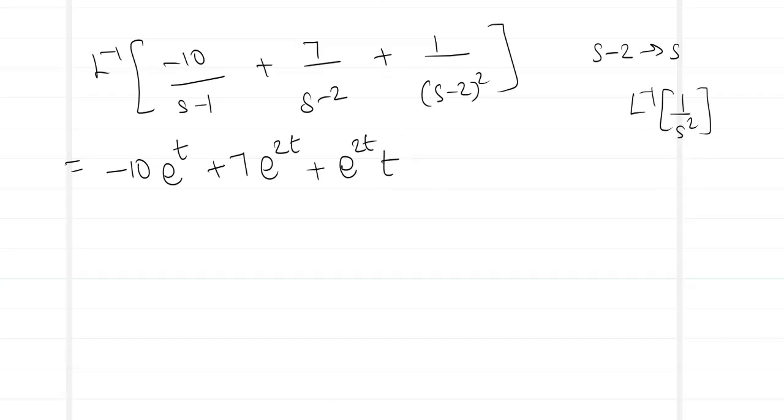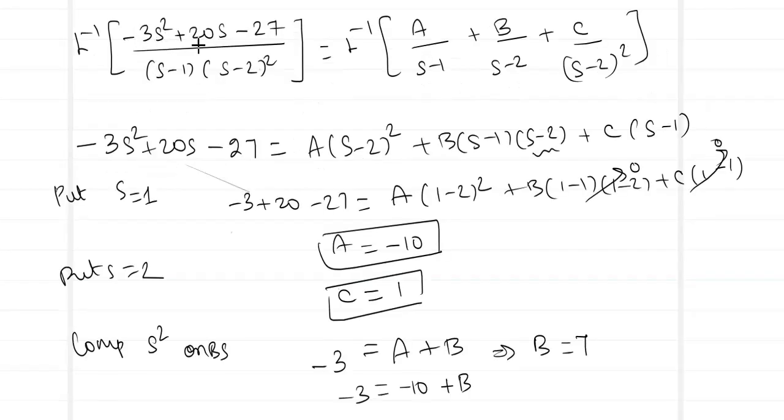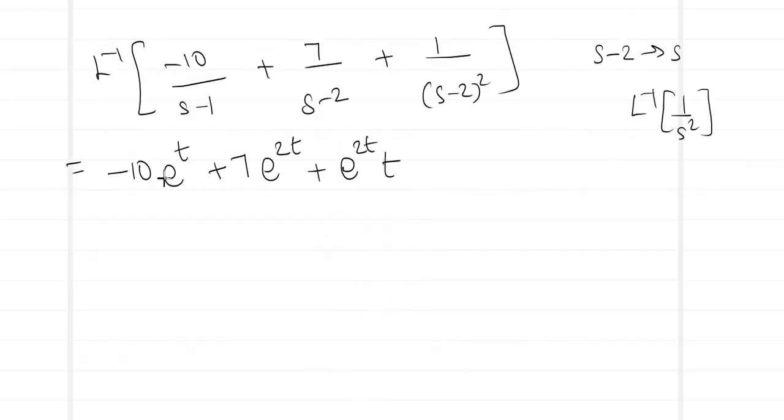Hence, Laplace inverse of minus 3s square plus 20s minus 27 by s minus 1 into s minus 2 the whole square makes it as minus 10 e power t plus 7 e power 2t plus e power 2t times of t. Now, we will apply one more example to evaluate the third type of partial fraction.